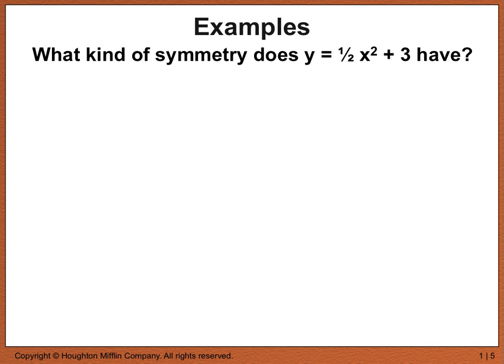Some examples. What kind of symmetry does y equals 1/2 x squared plus 3 have? All right, you're going to do this on your own, but here's a little hint about how to proceed. You need to do some tests. You need to try -x and keep y the same and see if you still get the same equation. Or you need to try -y and keep x the same and see if you get the same equation. Or you have to try -x and -y and see what happens.